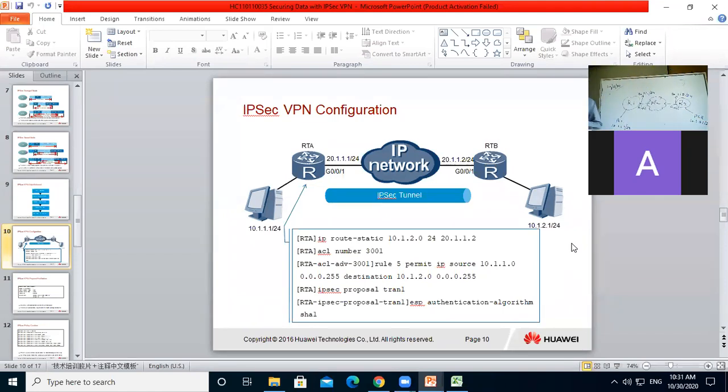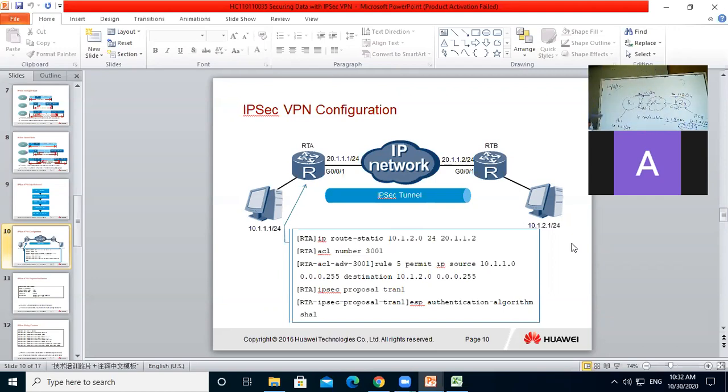The first command to configure is ip route-static 10.1.2.0/24 20.1.1.2. That means first we have to let them know about each other, so that they know about the network 10.1.2.0. The PC2 network must be known to this router, and this router must know about the other router.